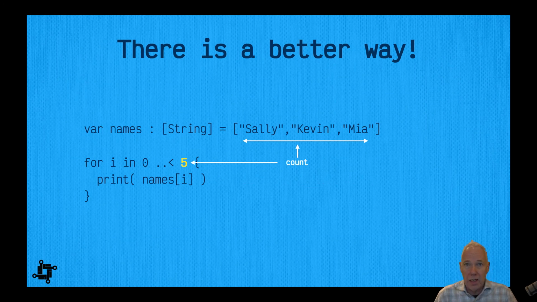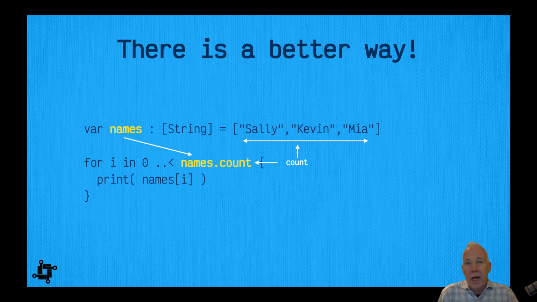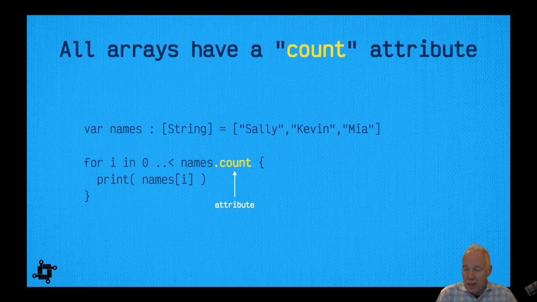So there's a better way to handle this. What we did before is we looked at the count that was here, and then we hard-coded a number here. So now this has a count of 3. We still have this 5 here. That's what we want to fix and make better. And we can do that by using an attribute on the variable. So this variable names is an array. And because it's an array, it has various attributes that you can ask it questions. So right here, we have names. We can say .count. So that's how we express an attribute on the array or on the variable.